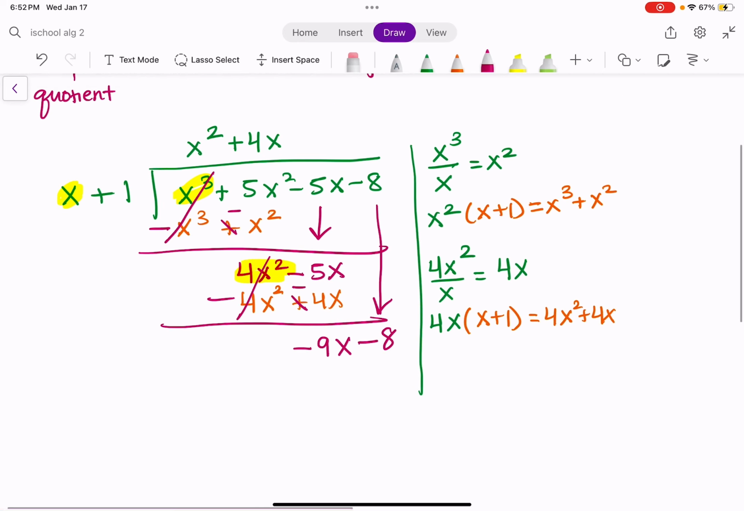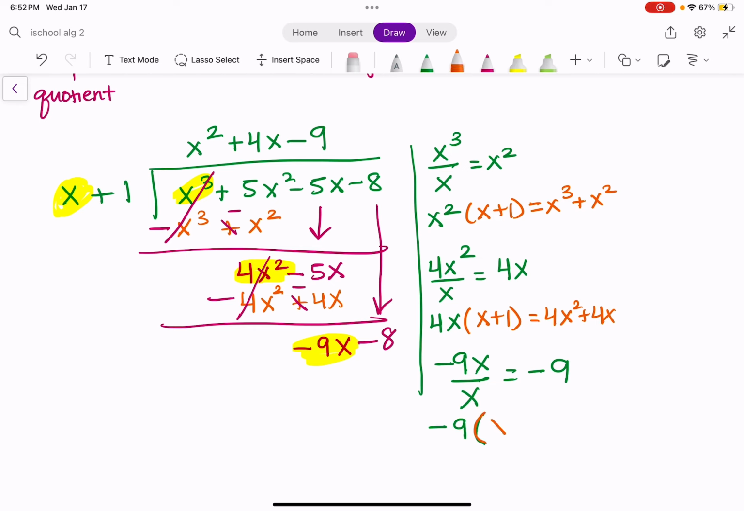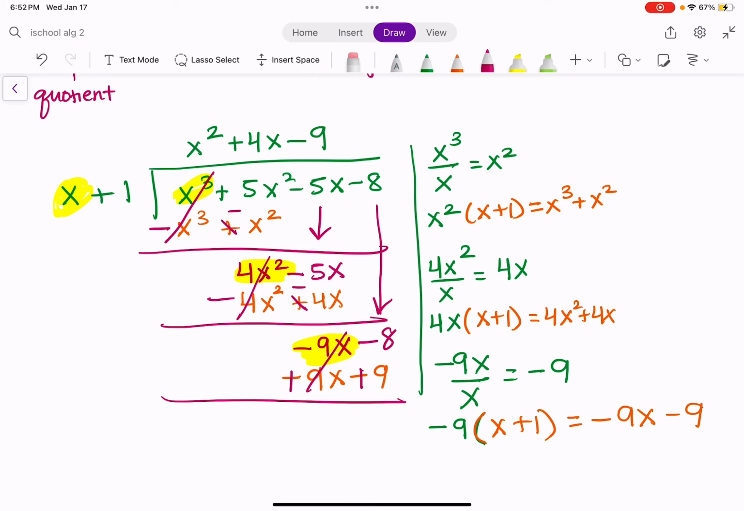And then same thing, the last time that we have to do it. First thing on the inside divided by first thing on the outside. So we have negative 9x divided by x. That's actually going to give us negative 9. So I'm going to write minus 9. Going to take that negative 9, multiply by the thing on the outside. So negative 9x minus 9. Write it there. Switch the signs. So both of these negatives now become positives. And look, negative 8 plus 9, that doesn't give you 0. That gives you 1. Okay?